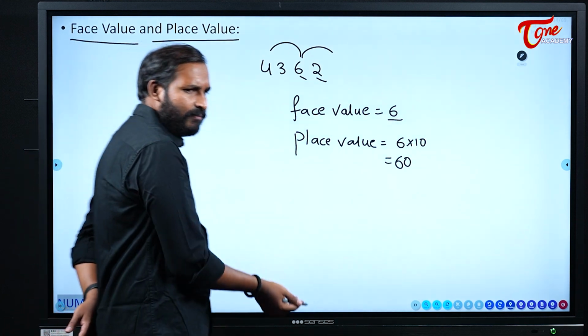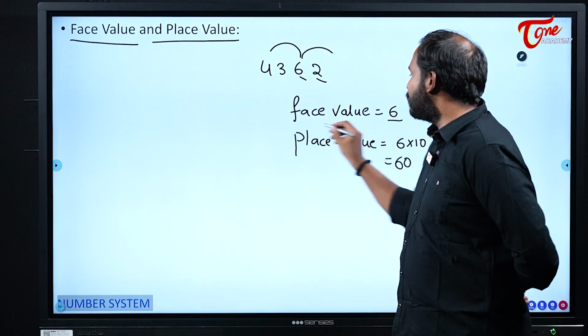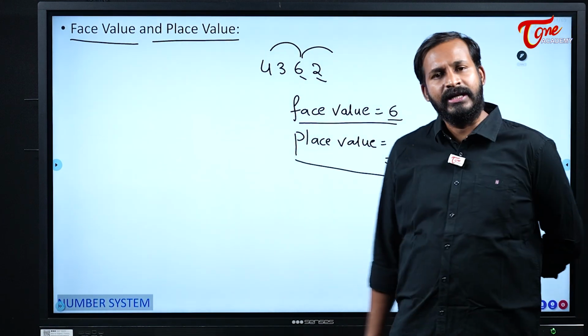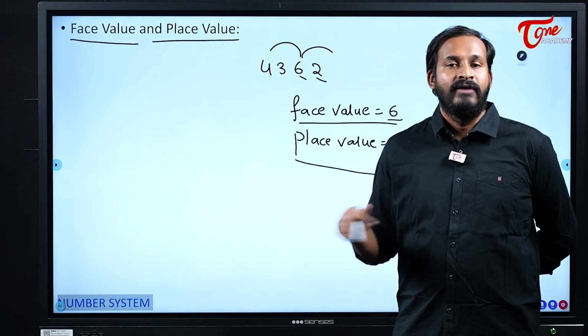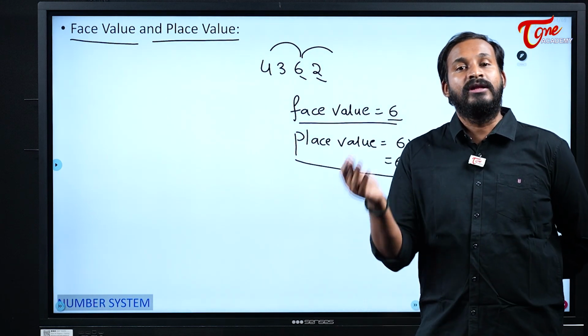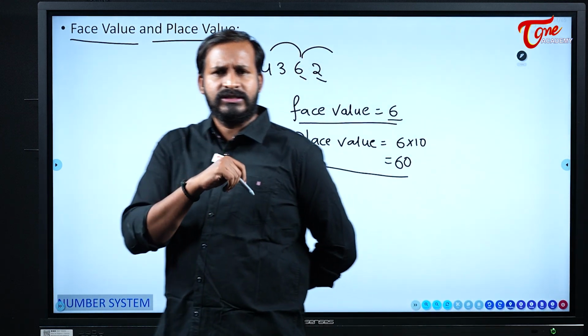For any given number, if they ask you face value and place value, face value remains the same irrespective of its position wherever it is in the given number. When it comes to place value, it depends on the position of the digit in the given number. So there is only one type of question from this concept.